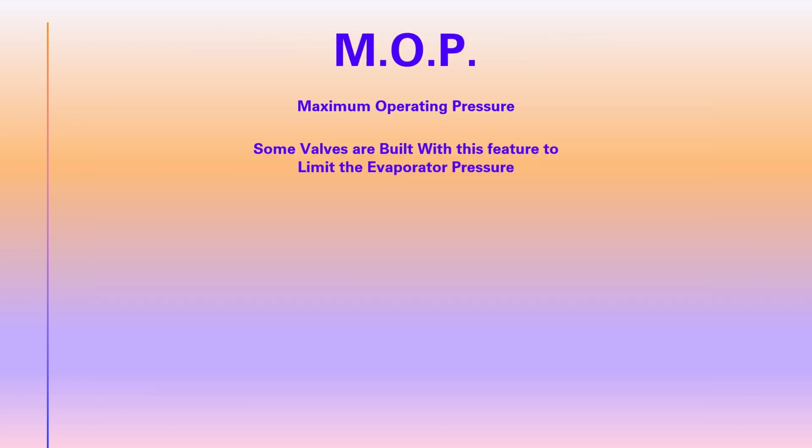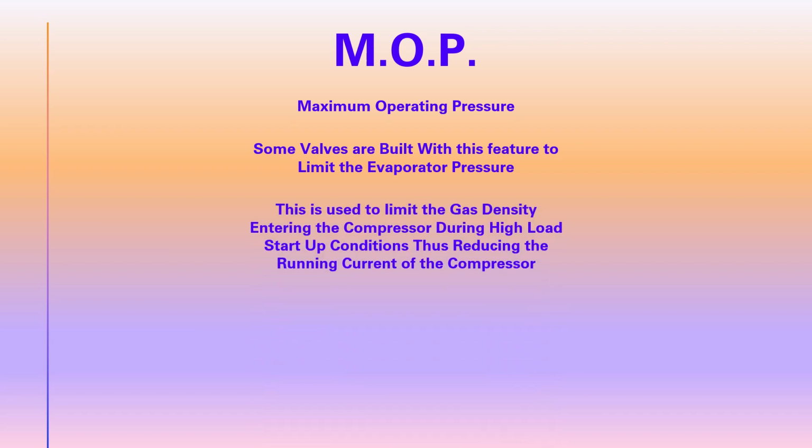Some valves have an additional feature known as MOP, which is maximum operating pressure. This is basically used to limit the gas density entering the compressor during a high load startup condition, thus reducing the running current of the compressor.